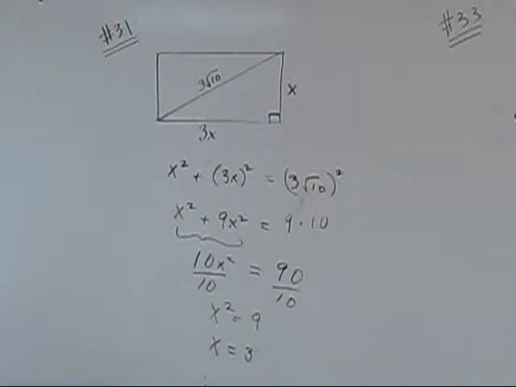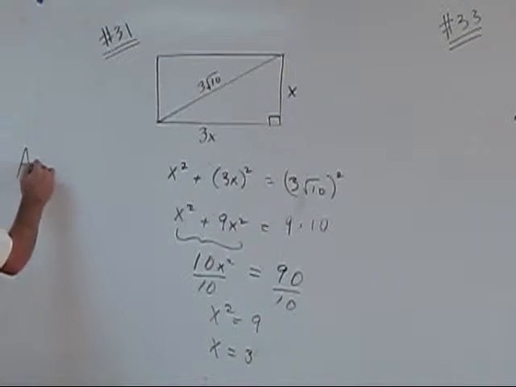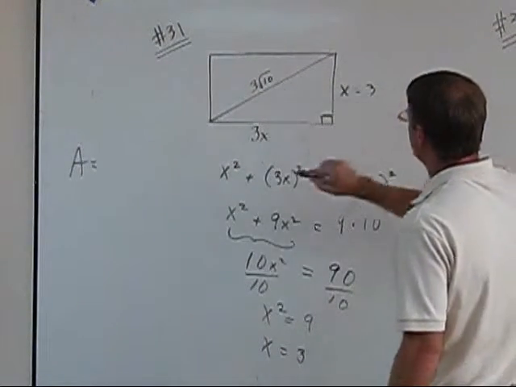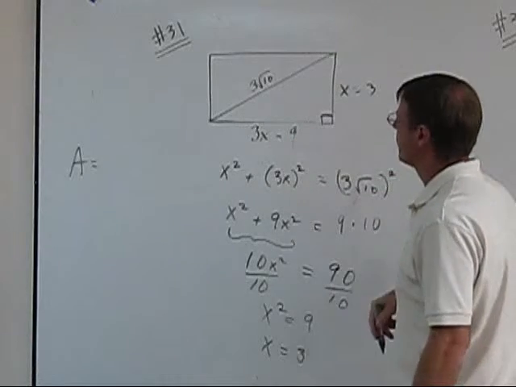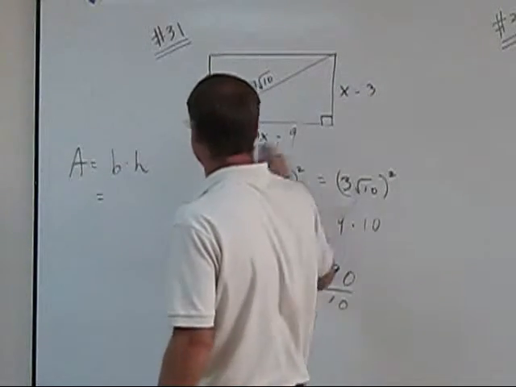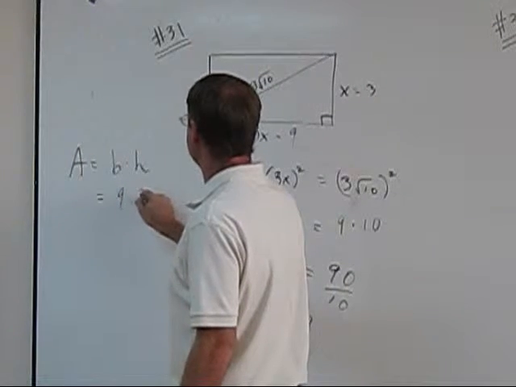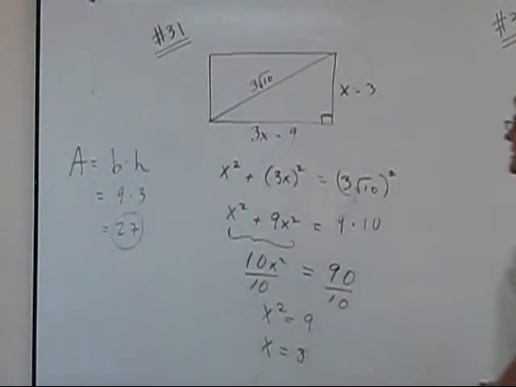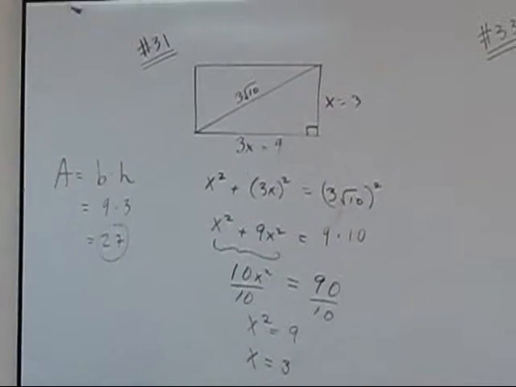Okay, we're not finished yet because what we want is the area. Now it turns out if x is 3, that means this side is 3 and this side is 9. So the area is base times height. The base is 9, the height is 3, so I get 27. Okay, that's the area of that rectangle.